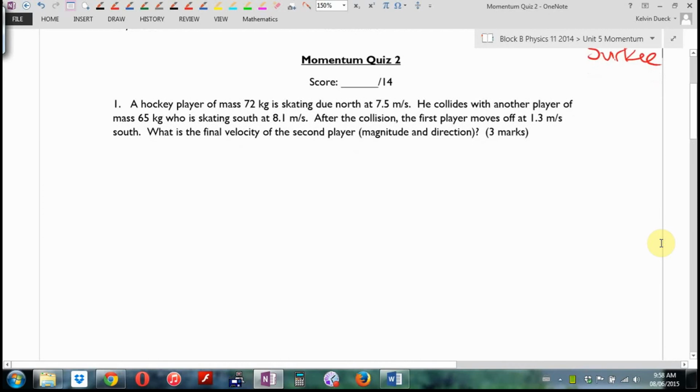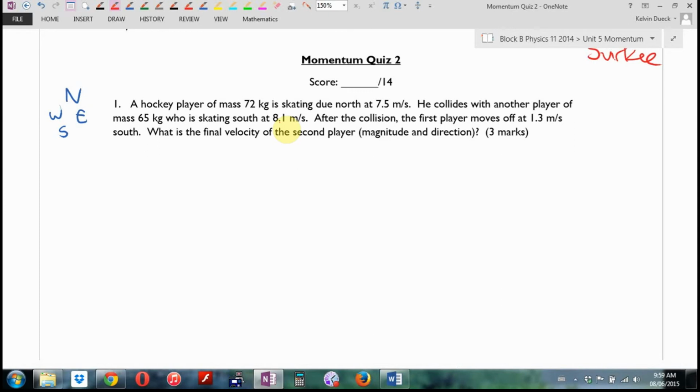A hockey player of mass 72 kilograms is skating due north. You know what? Since I see a compass, I'm going to put a little compass rose here because I get that wrong often. He collides with another player of mass 65 kilograms who is skating south at 8.1 meters per second. After the collision, the first player moves off at 1.3 meters per second south. What is the final velocity of the second player after the collision?